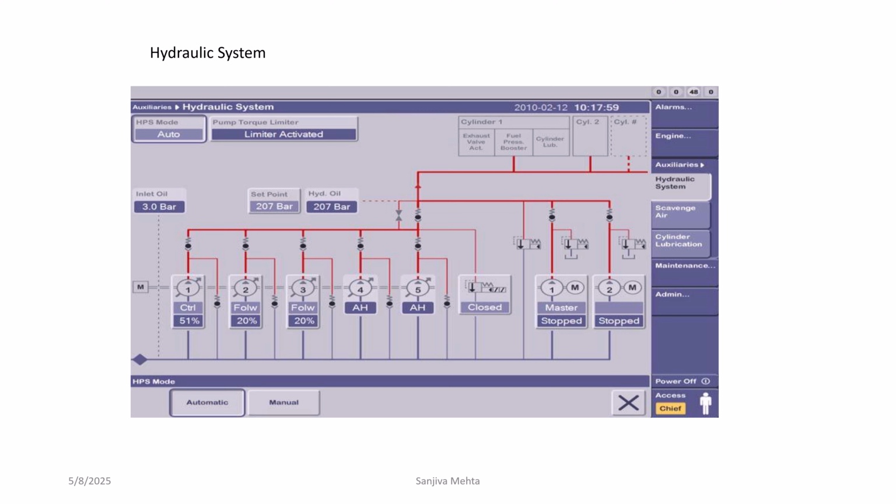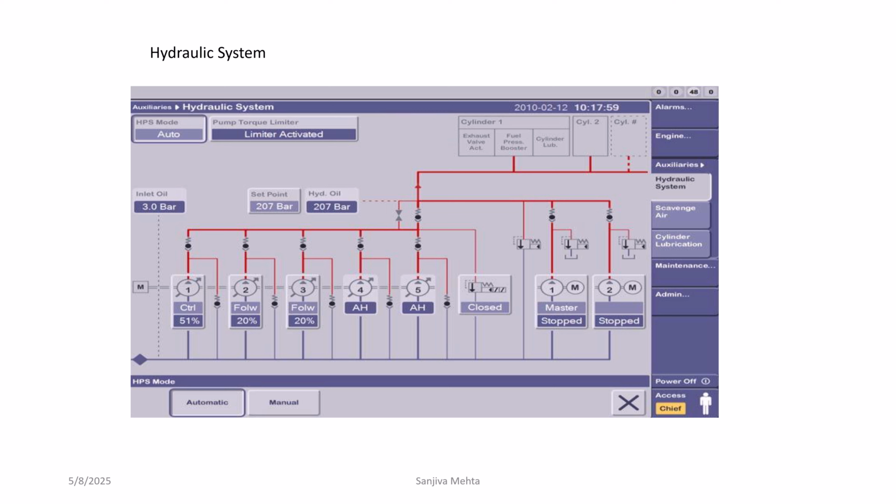You can run these pumps in automatic mode or manual mode. Automatic mode means choose any one of them. HPS mode, auto. Or you can choose pump torque limiter. That means the limiter is activated, so for each hydraulic pump pressure there will be a certain fuel index. So you choose one pump as the controlling pump. The other 2 pumps will become follow-up pumps.